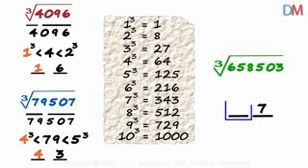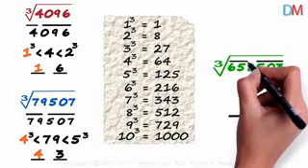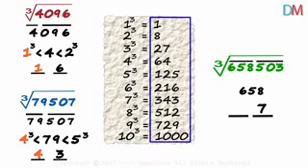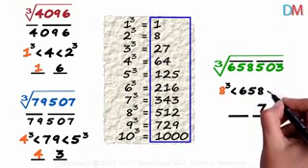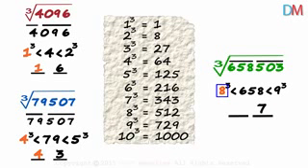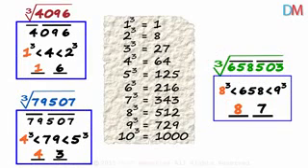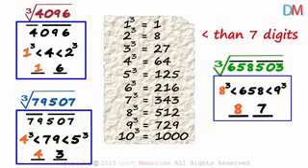And what do we do for the tens digit? We mark 3 digits from the right and then look at the number that remains. That's 658. Which two numbers from the cubes column does the number 658 lie between? It lies between 512 and 729. It lies between 8 cubed and 9 cubed. And this becomes the tens digit, 8. The cube root of 658,503 is 87. Remember, this technique can be used for numbers which have less than 7 digits.